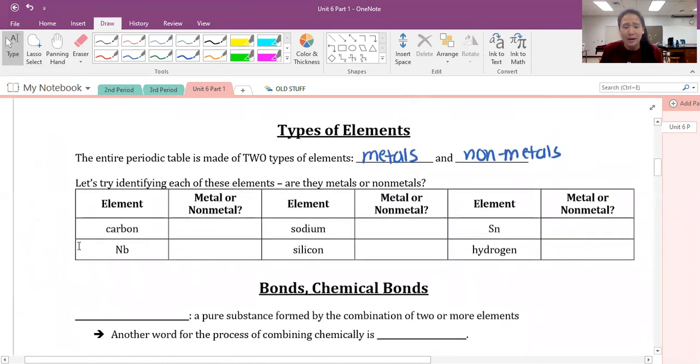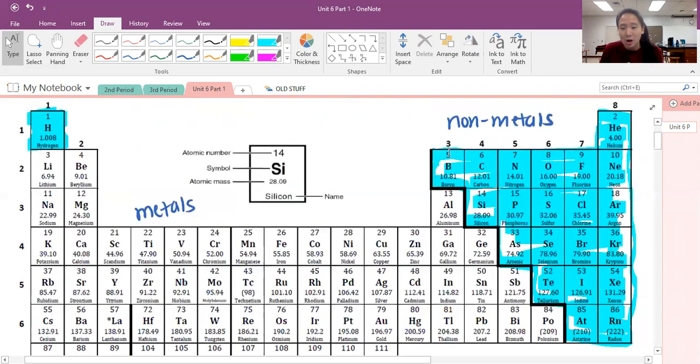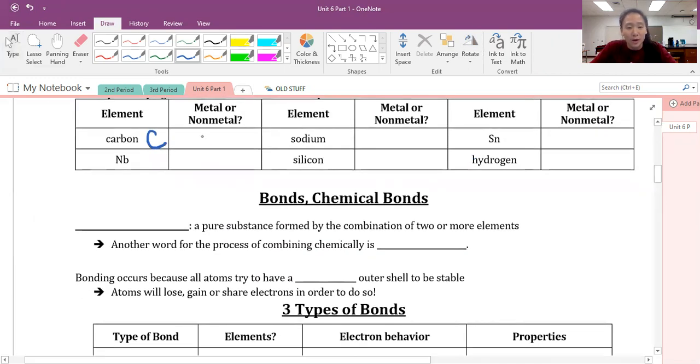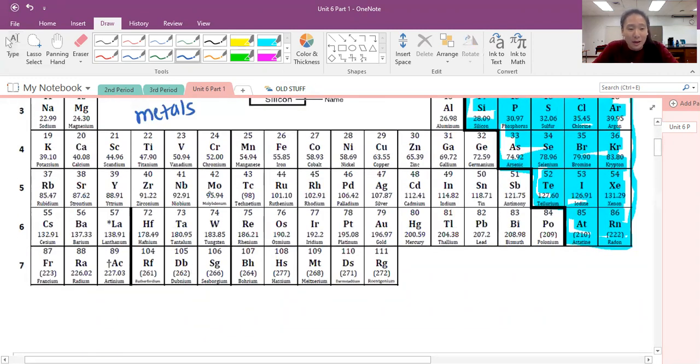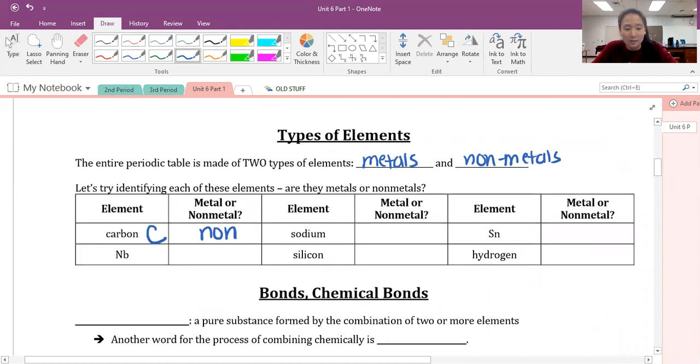If we were to look at these elements, you need to quickly determine if they're metals or nonmetals, right? Carbon is the letter C. You take a check as to where it is. Carbon is right here, so you know it is going to be a nonmetal. You would write nonmetal here. Some of the elements you might not be familiar with, like Nb, right? You need to look for it, okay? Niobium is right here. It's element 41. It is a metal. It's on the left-hand side of the staircase, okay?